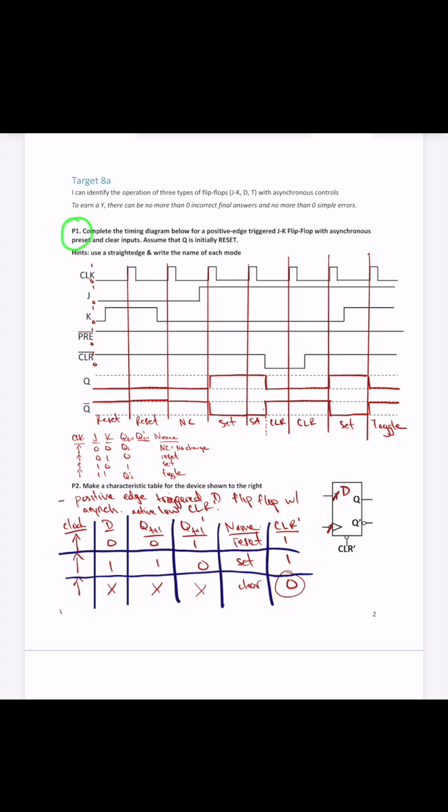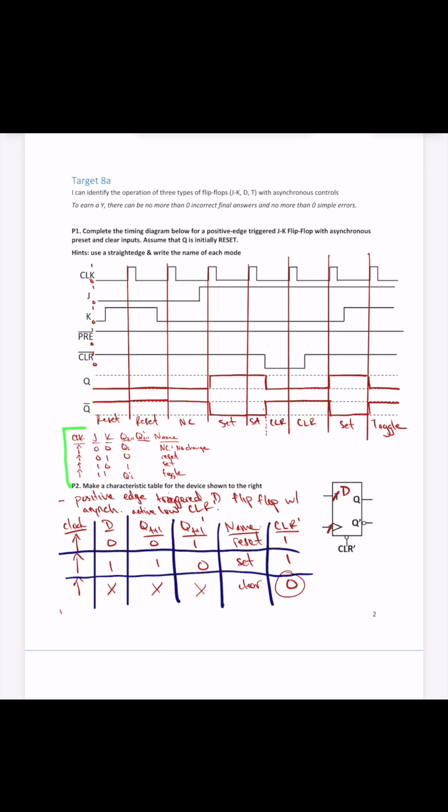Let's go through problem 1 here. It asks us to make this timing diagram. What I did was switch J and K and preset and clear opposite from what the quiz was, so it would have made different outputs for Q and Q not here. I used a straight edge to show where the positive edges are. It's still a positive edge flip-flop, and the Q outputs are labeled here.